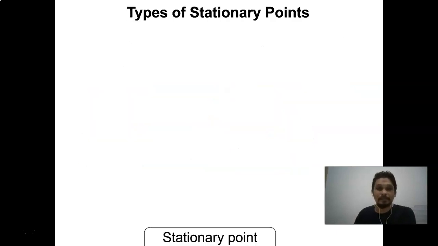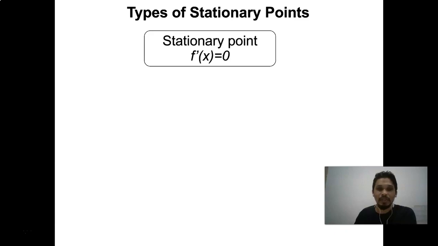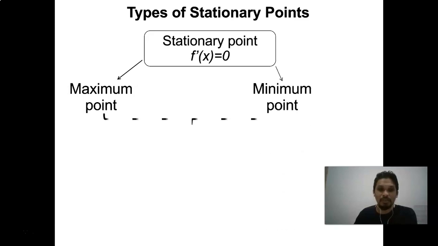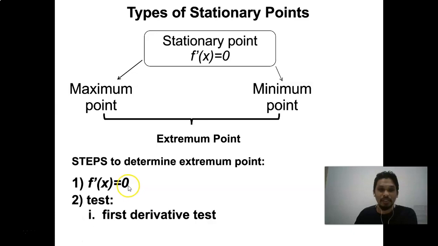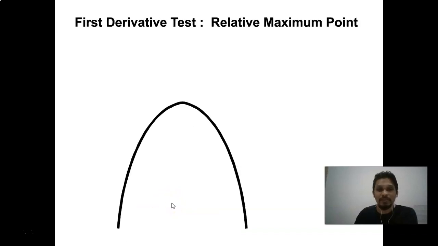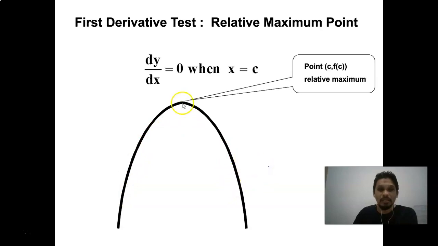Okay, next, types of stationary points. Where f prime x equals 0, we come to the conclusion whether there is a maximum point or minimum point, and then we come up with the extremum. Steps to determine the extremum points: f prime x equals 0, and we test with the first derivative test or second derivative test. First derivative test, relative maximum point. The curve will be something like this. This is the coordinate.